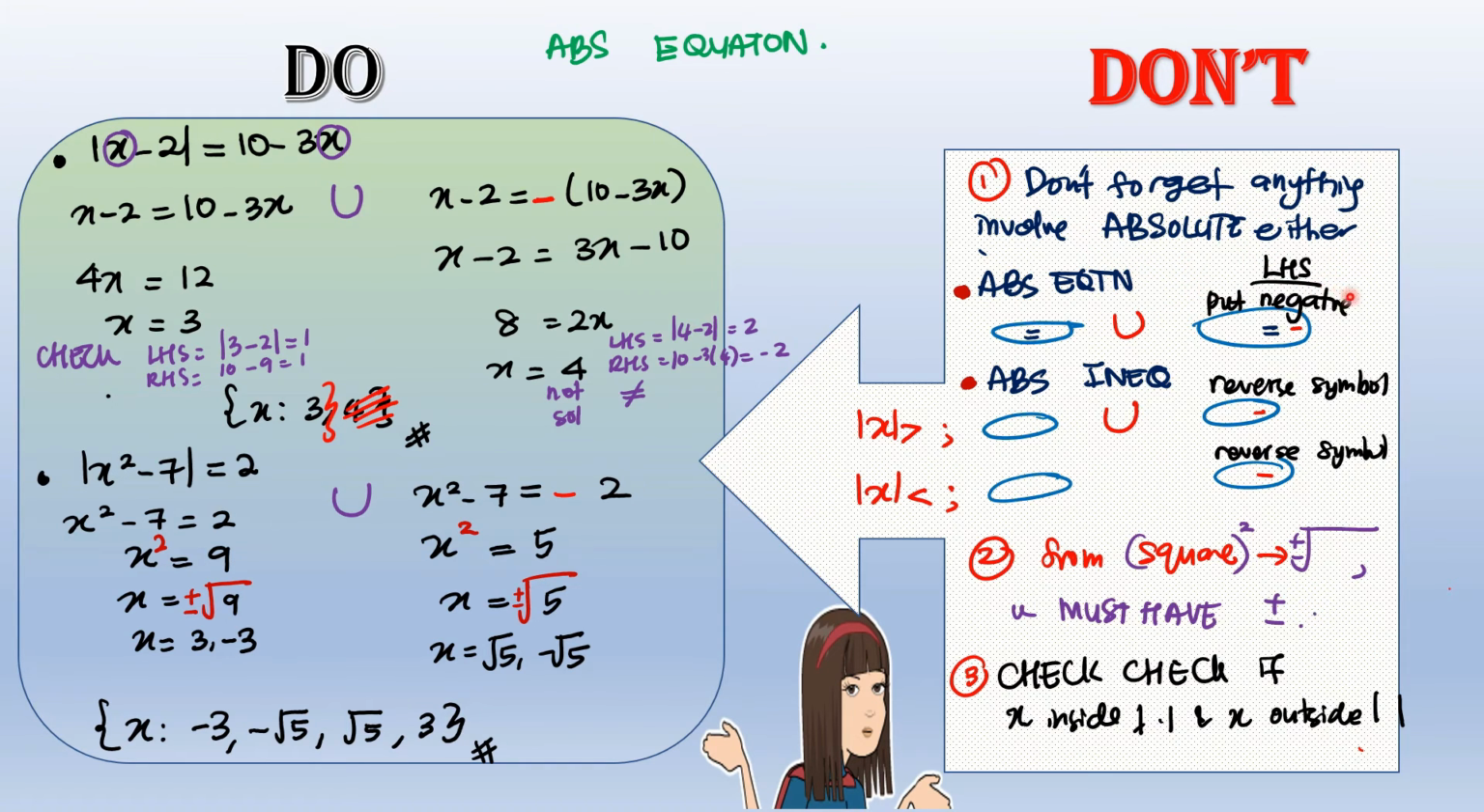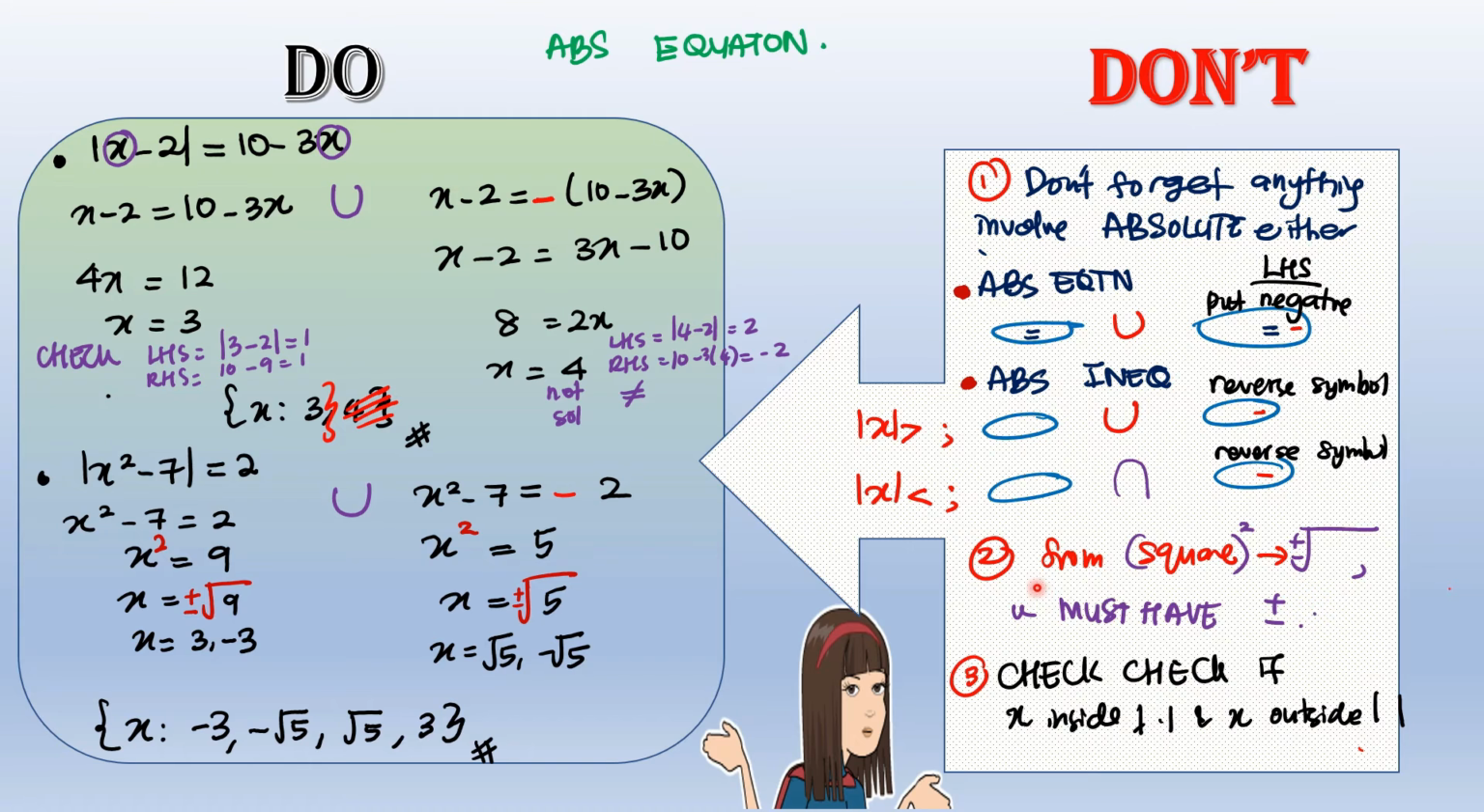Don't forget anything involving absolute. For an absolute equation, you have to use union. So we put a negative on the left-hand side. For absolute inequalities, it depends on our modulus x. If our modulus x is greater than, that's when you need to use union. So just reverse the symbol on the left-hand side and put the negative. For modulus x less than, that means you have to separate them into two. The left-hand side again, same: you reverse the symbol and put negative, and you need to use intersection.